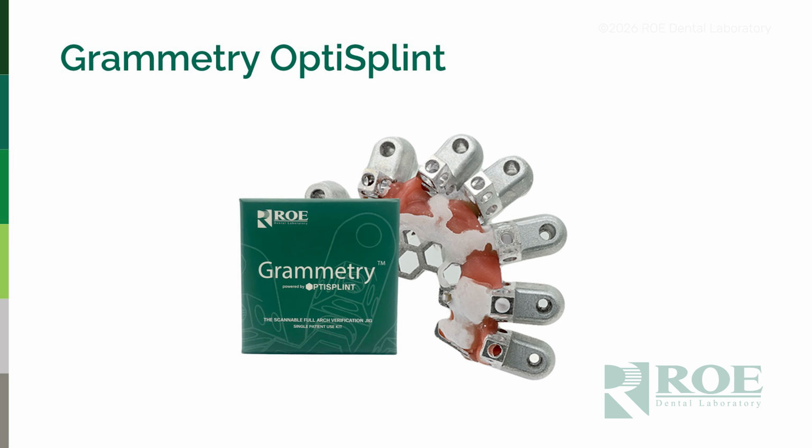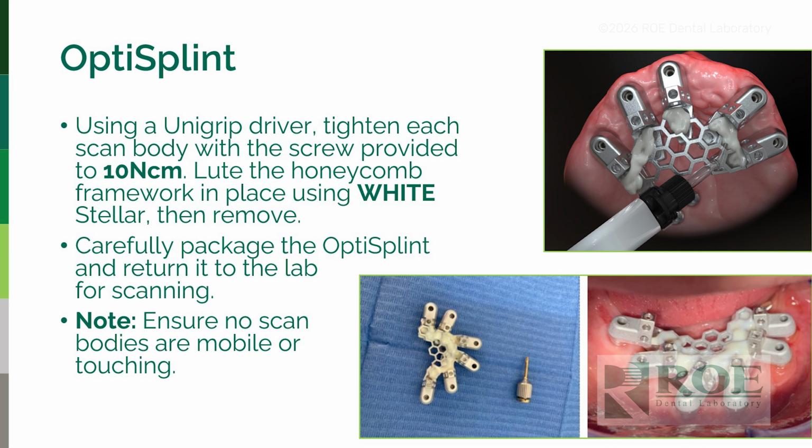If you use Photogrammetry, you're going to use the scan bodies of Photogrammetry. If it's ArchBridge, you use the scan bodies within that kit. Your third option is Optisplint. Optisplint comes in a box with everything that you need within it. You're going to have the single-use scan bodies, which again are screwed onto the MUAs using the screw that's in the kit. That's very important. And then you've got a honeycomb framework, which you then lute into place to the scan bodies. This acts then like your verification jig.